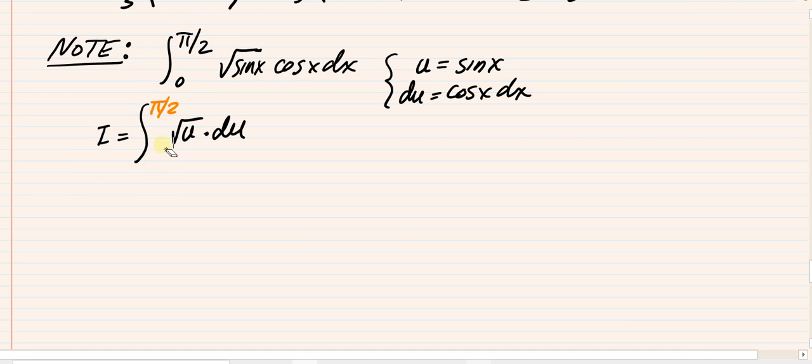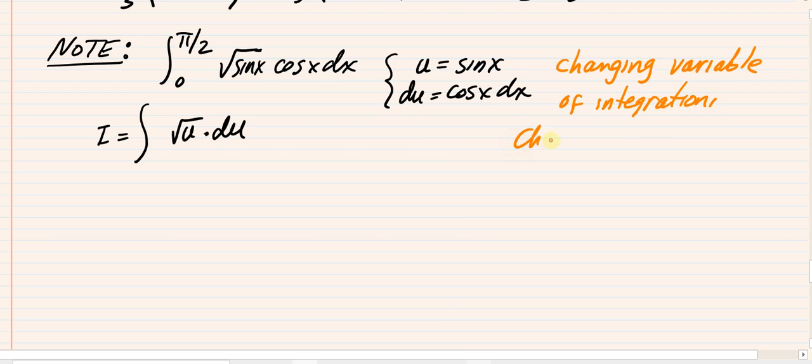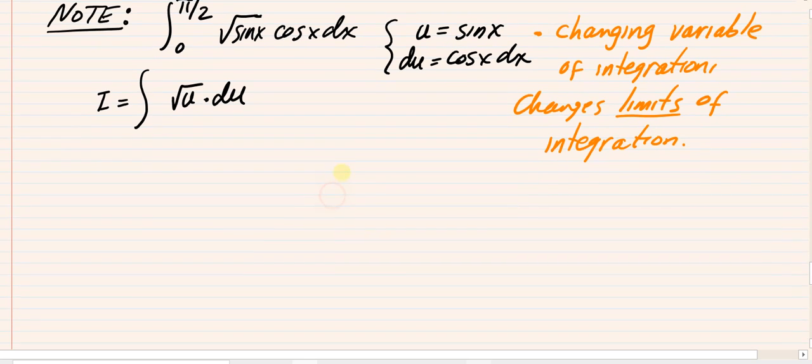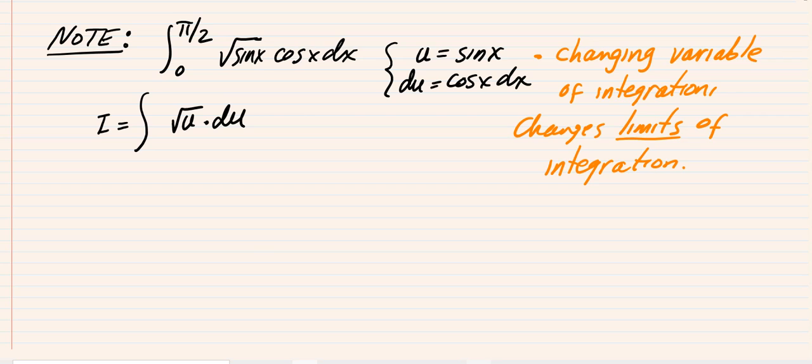So when you change your variables from one to another, you have to change the limits of integration. Let me write that, and please make a mental note of this for many years to come. Changing variable of integration changes limits of integration. Now, you can find the special cases where that's not going to happen, but I'm talking in general. So let's take a look at this one, see if it works with what I just said.